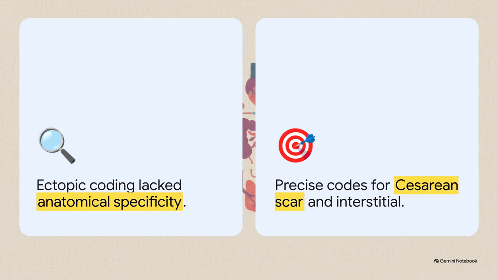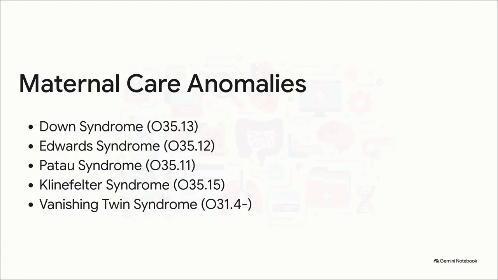Building on that maternal care theme, the index for encounters related to fetal chromosomal anomalies has just exploded with specificity. When a pregnancy is complicated by or requires maternal care for a fetal abnormality, we are no longer relying on a generic catch-all code. The index now spells it out. Clearly, Down syndrome routes to 035.13, Edwards syndrome to 035.12, and Patau syndrome to 035.11. Conditions like Klinefelter and trisomy X, they get their own distinct pathways now too.